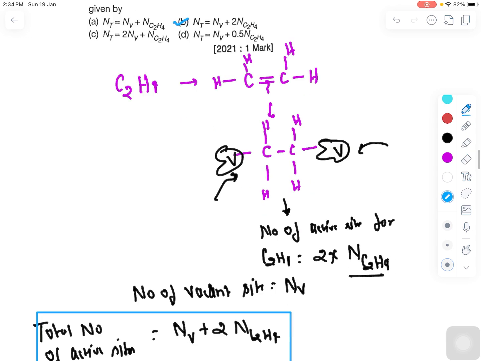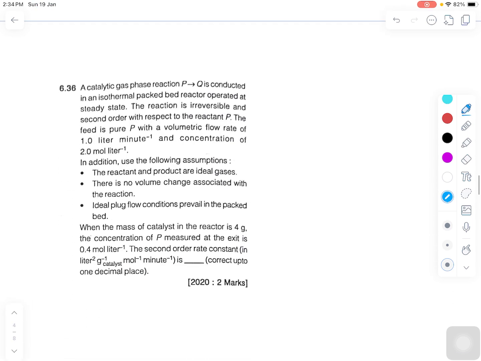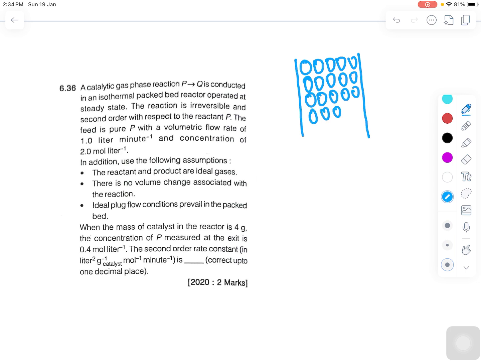After that, I'll be moving towards the next problem, and the question says that a catalytic gas phase reaction P is being conducted in an isothermal packed bed reactor. So you have a packed bed reactor, something like that. In the packed bed reactor, the packing material looks like that. This one is the packing material, and when the reaction happens, the reactant molecules will enter from this side, let's say, and come out of the reactor from here.